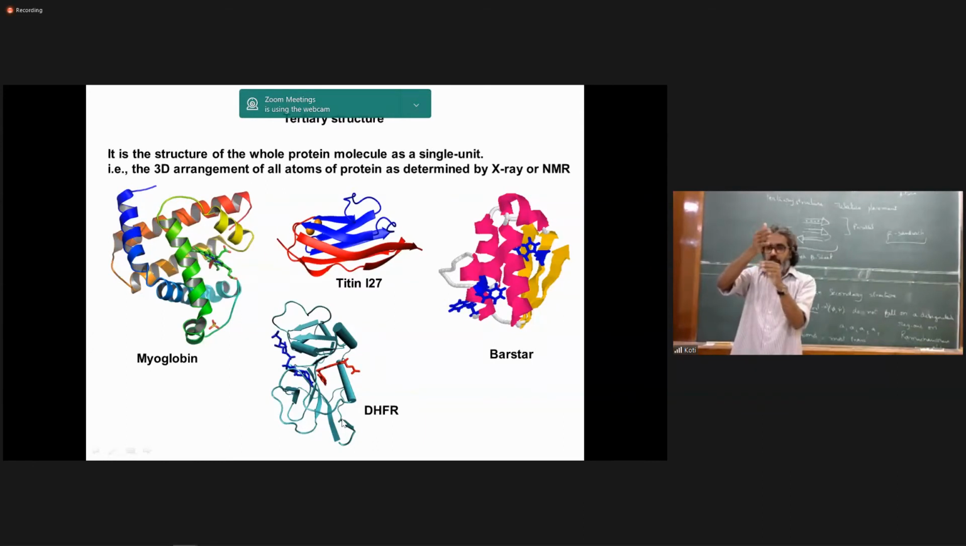So you have to keep in mind that when I say sheet, it doesn't mean that it's a completely planar structure. Even individual strands are not straight, as shown in titin. You see, they're actually bent. Strands are almost never really straight, only in certain conditions.